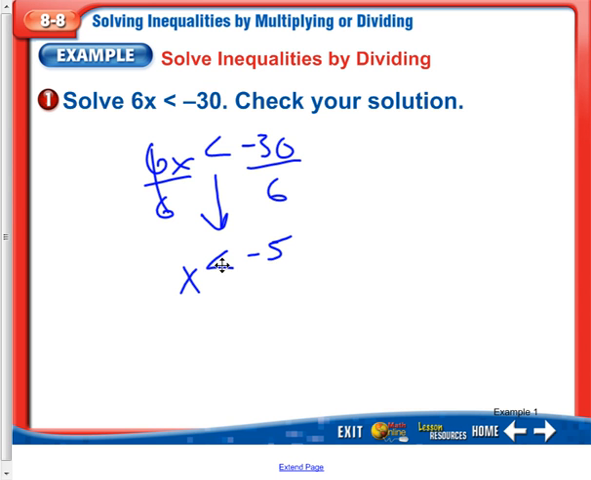So as long as you pick a number less than negative 5, so you can say negative 6. 6 times negative 6 is negative 36. You can't pick negative 5. 6 times negative 5 is negative 30, and this is not an equal to inequality.